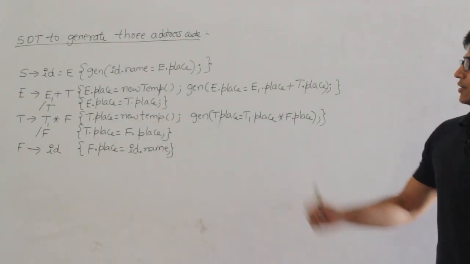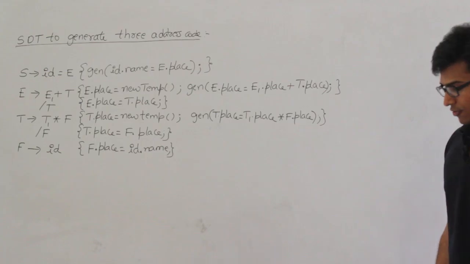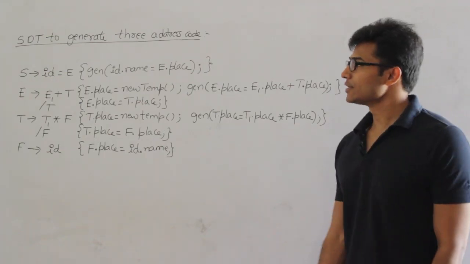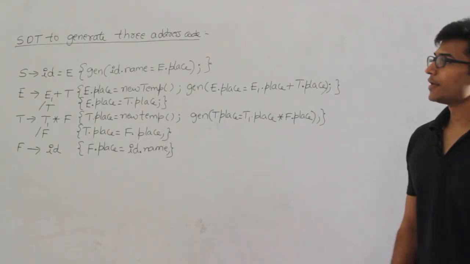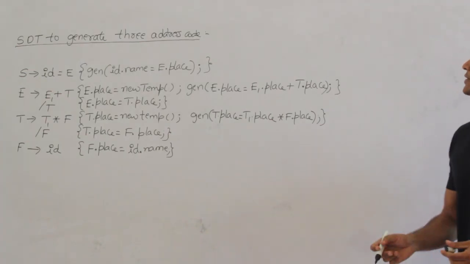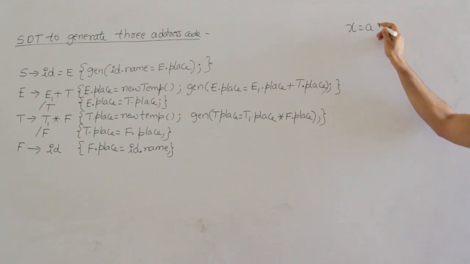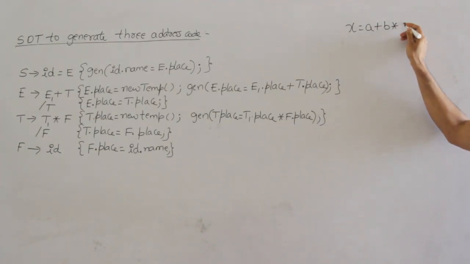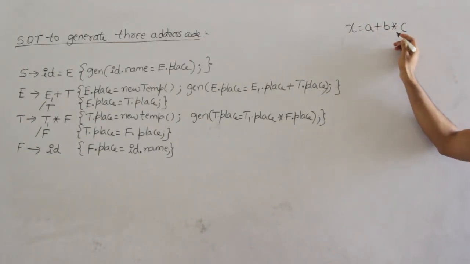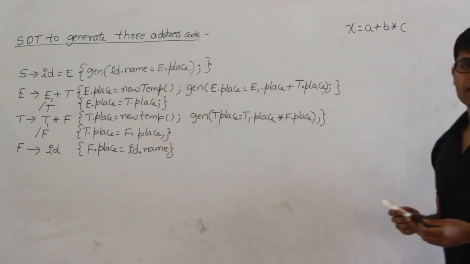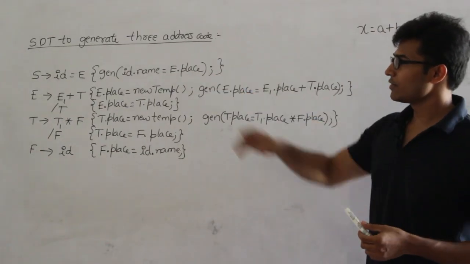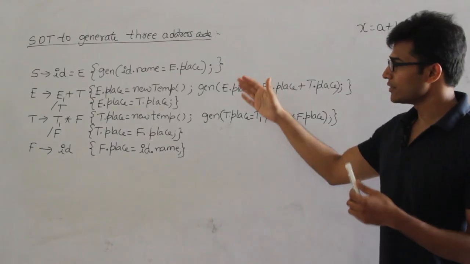This is an SDT to generate 3 address code. What is 3 address code? It is an intermediate representation. For example, if I have x equal to a plus b into c, this is actually containing 4 addresses. So I want to convert this 4 address code into 3 address code. For that we are going to use an SDT like this.